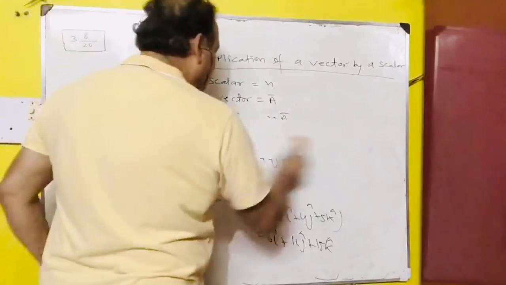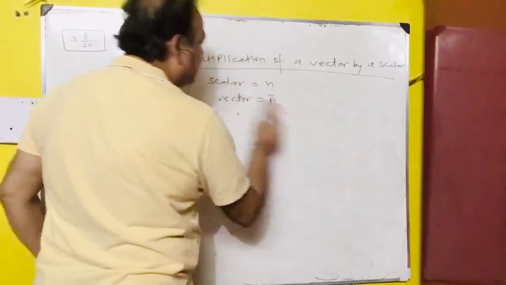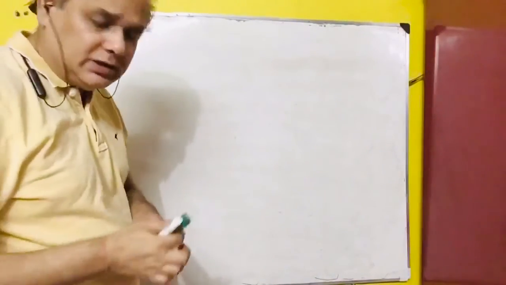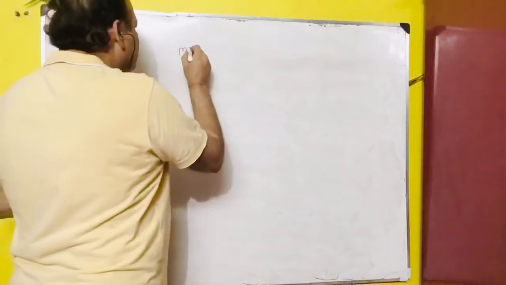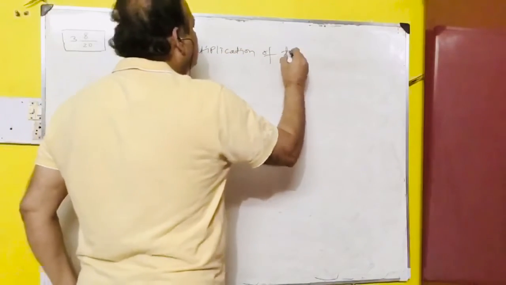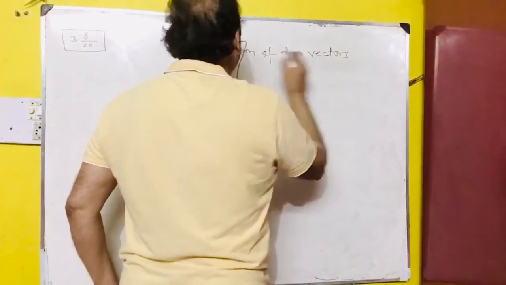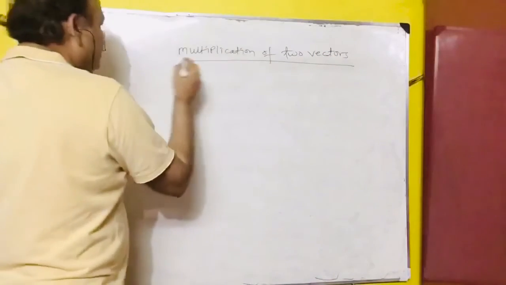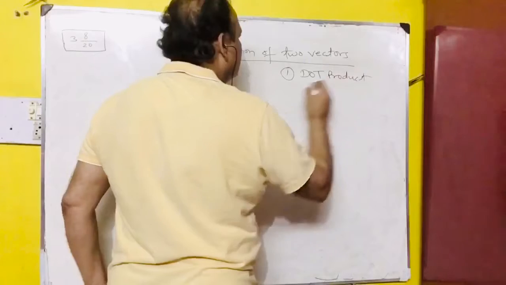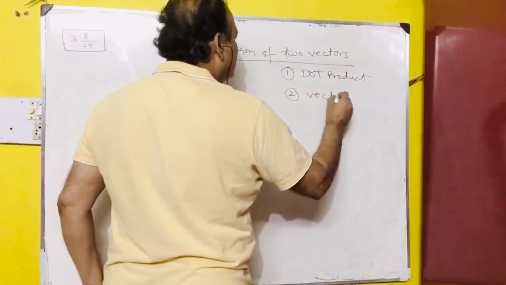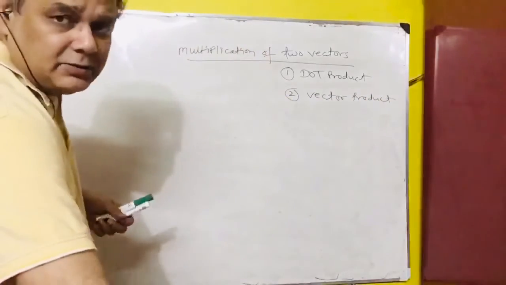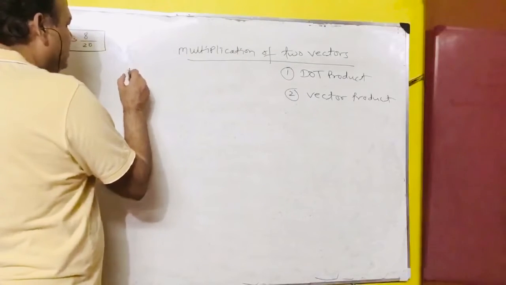But if you multiply a vector with a vector, then what happens? That is known as multiplication of two vectors. What is it, dear children? Multiplication of two vectors is of two types. The one is dot product and the second is vector product. So first I am going to discuss dot product.